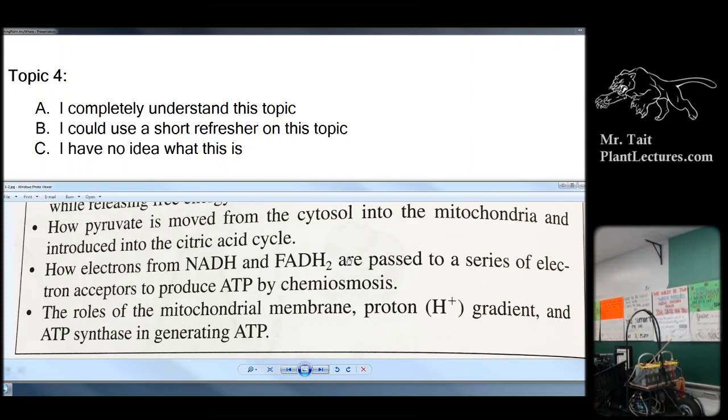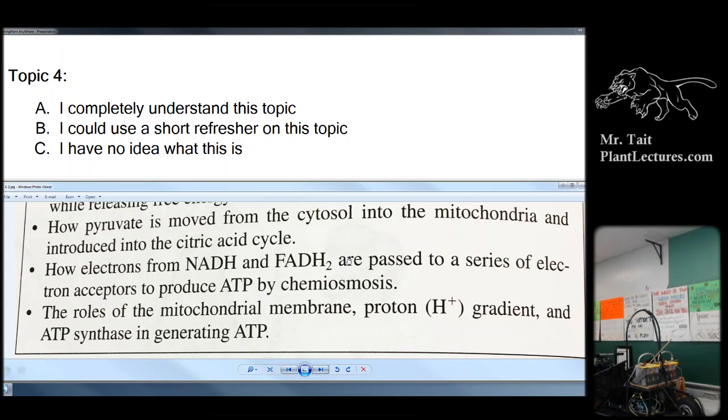In a cell, you've got this space that is in between the nuclear envelope and the cell membrane. The space between the nuclear envelope and the cell membrane is called the cytoplasm. The cytoplasm is filled with a watery-like solution that is called cytosol. So by saying that it's moved from the cytosol, really they're saying it's moved from the cytoplasm, and then into the mitochondria. So how does pyruvate move from the cytosol into the mitochondria?